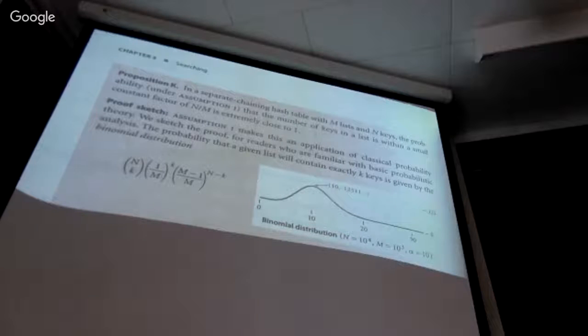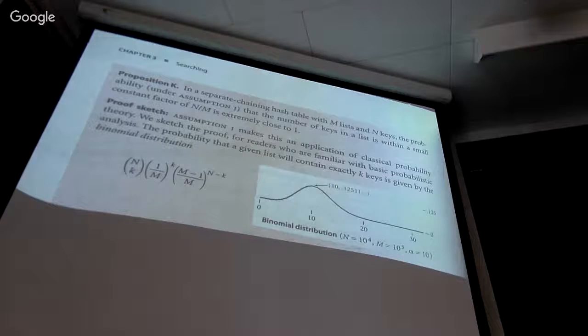So proposition K. In a separate chaining hash table with m lists and n keys, what are we talking about? M is the number of lists. I have a class list of 100 surnames, so my n is 100. Sorry, n is the number of keys that I want to store.